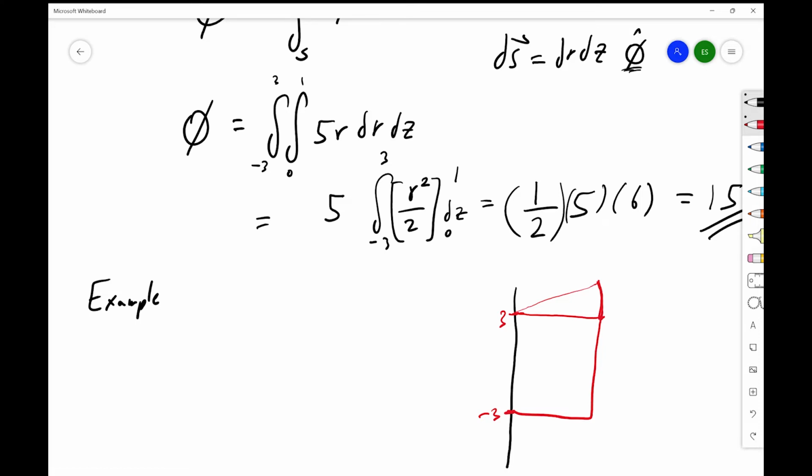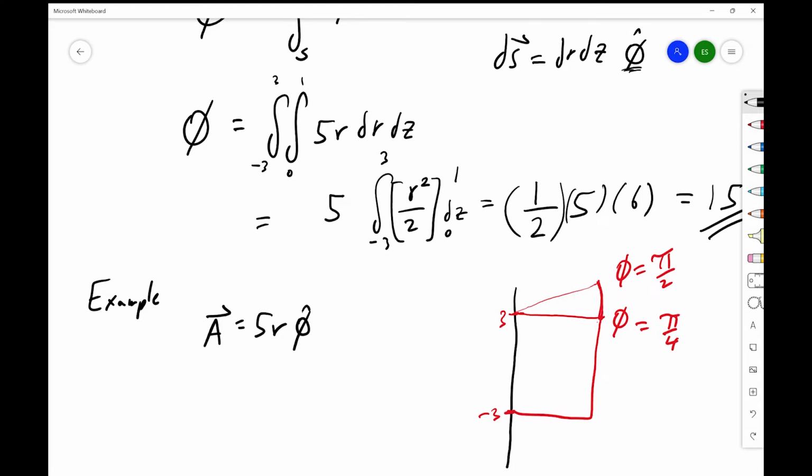And then the front piece of paper is at phi equals pi over 4. The back sheet of paper is at phi equals pi over 2, so it's farther in the back. So we want to do the flux of the field A equals 5r phi hat going out of that wedge. If this field represents a flow field, let's say of water, how much volume of water would be leaving the surface of this wedge?